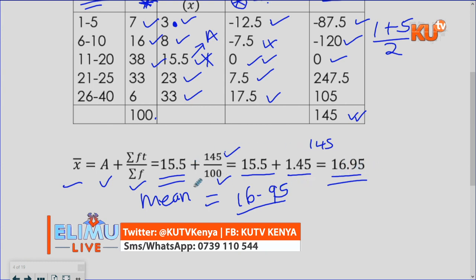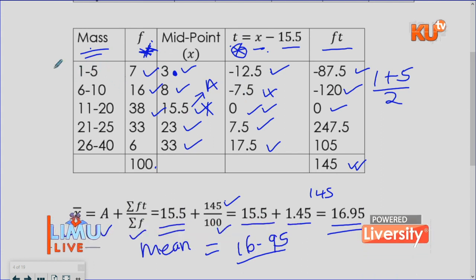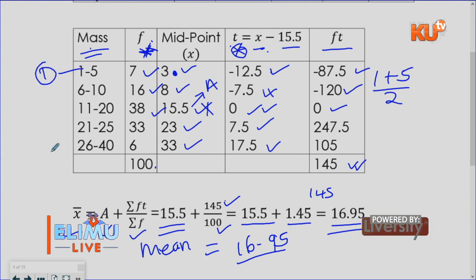Now, it is common sense to look at the table. You look at this table. Look at the masses. If we talk about 1 to 5, the smallest we can have is 1. Then look at the last class. The highest we can have is 40. So you cannot have a mean which is less than 1 or bigger than 40. Anything we calculate here for the mass must be between 1 and 40.